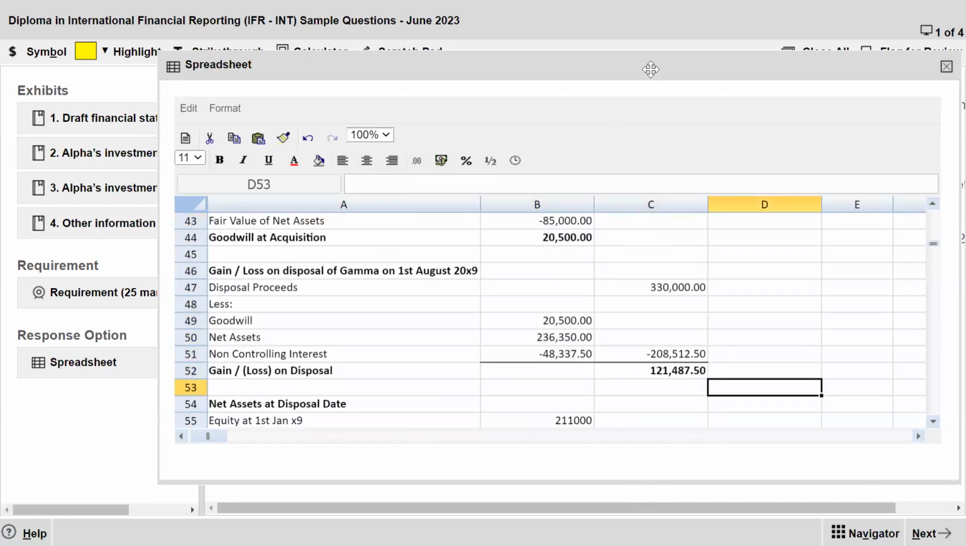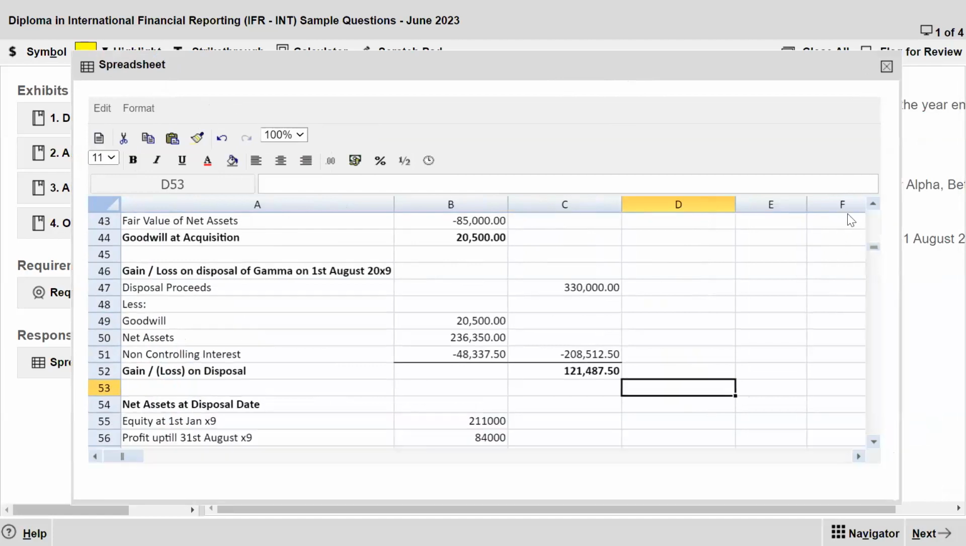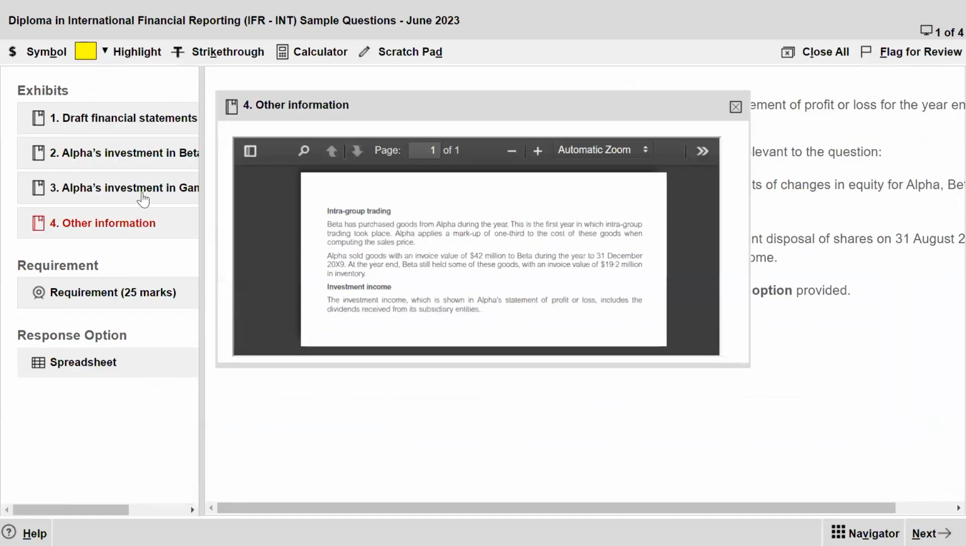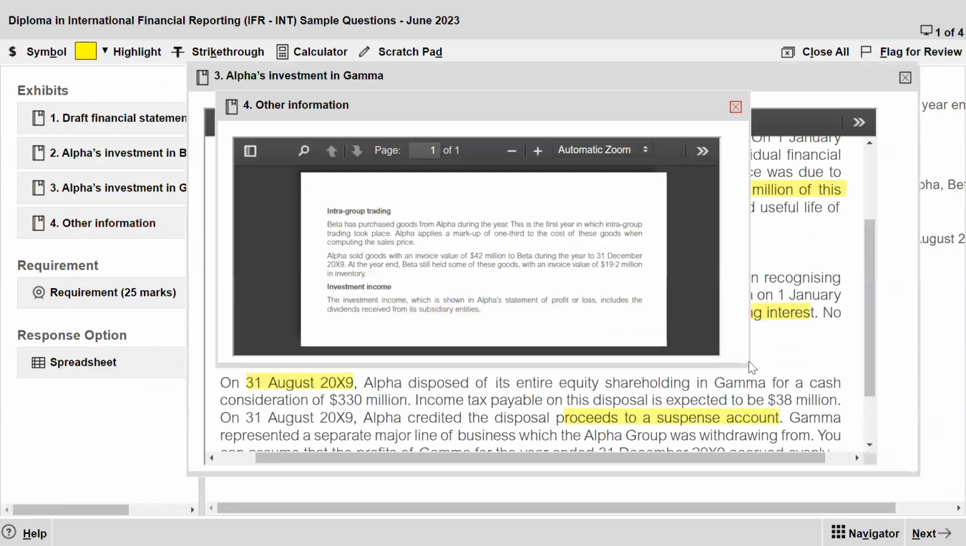So basically, what have we been able to do? We've been able to calculate this gain on disposal also. Now, what next is there? Let's talk about the other information. This was the investment in Gamma. Now let's just talk about the other information.